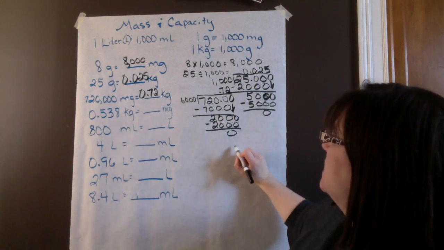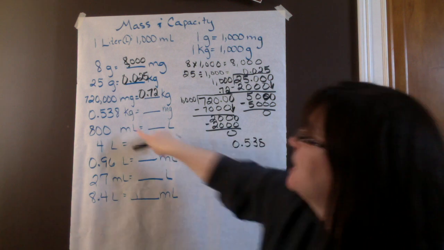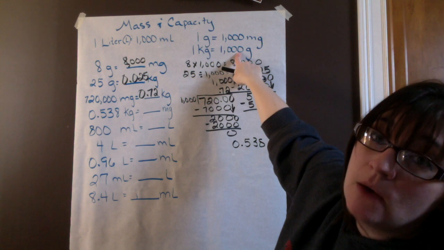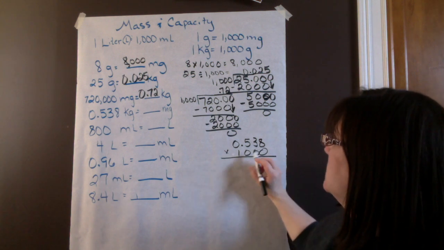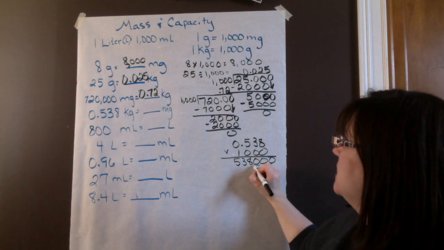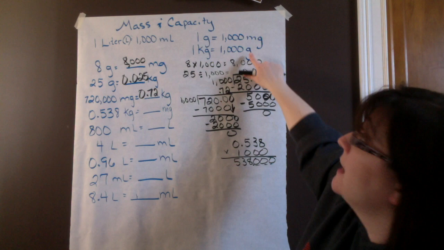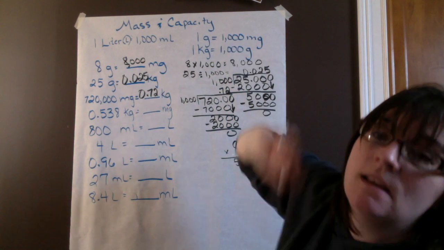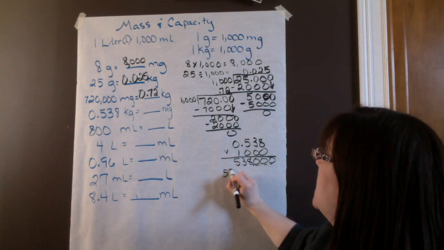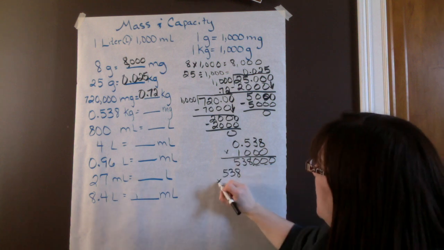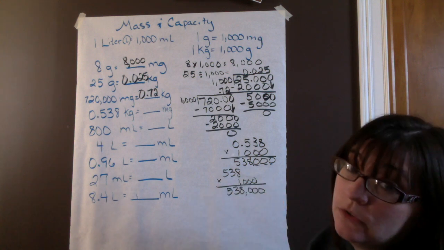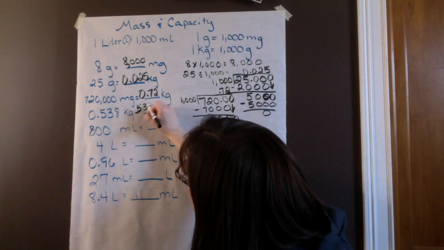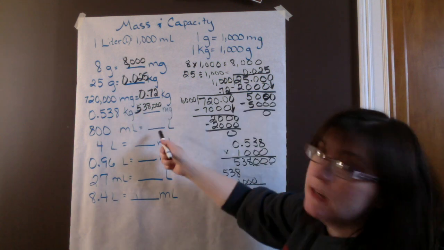Okay, if I take this, because what I'm doing is I'm changing from kilograms to milligrams. So this times 1,000 is going to get me my answer in grams. So if I take this times 1,000, basically I have 3, 5, 3, 8, and 3 zeros, but I have 3 digits behind a decimal point. Okay, so I have 538. So that's grams. I want to change it to milligrams, so I have to take it times another 1,000. So if I take 538 times 1,000, I'll have 538,000 milligrams.